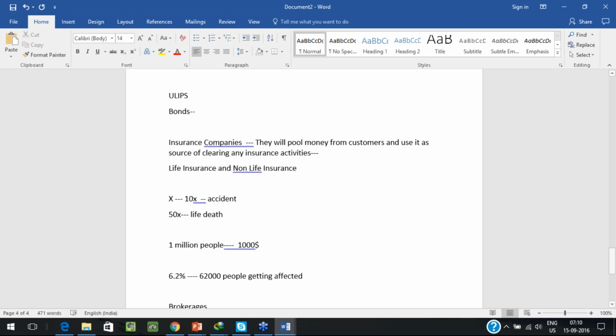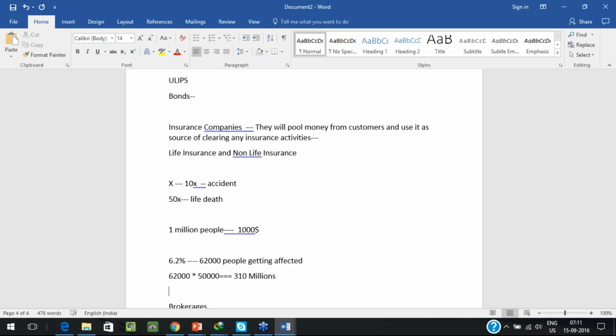Now the average investment that I have made here is $1,000, right? So for death I'll get $50,000. For 62,000 people I have to pay 50,000 each, which is around $3.1 billion. Sorry, $310 million. But here I made $1,000 million, right? So still I'm in profit. So the insurance company is still in profit. That's how insurance companies work, and generally they will not go into loss.